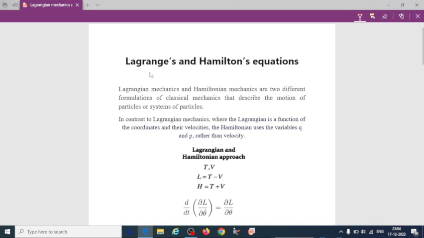Let us start. Lagrangian and Hamiltonian are two different formulations of classical mechanics. Lagrangian and Hamiltonian mechanics describe the motion of particles or systems of particles. How can we differentiate them? Lagrangian is a function of coordinates and their velocities, whereas Hamiltonian is a function of coordinates and momentum rather than velocity.